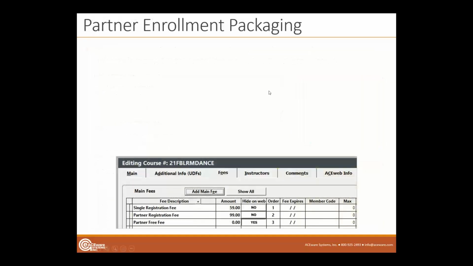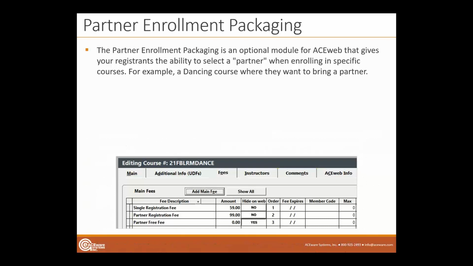Partner packaging, partner enrollment packaging. So you have partner fees. If you have classes, in this case, the class is going to be ballroom dancing. When you're setting up, you want to have a list of everyone showing up, and you want the partner's name included. You don't just want to say John Doe is bringing along a guest. You want it to say John Doe is bringing along Jane Doe.